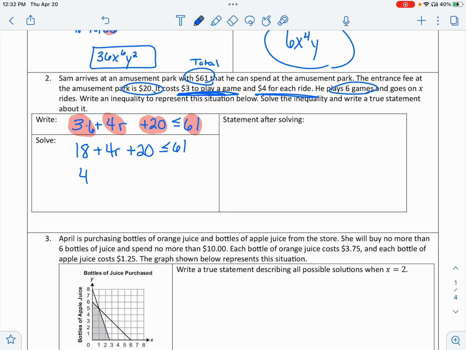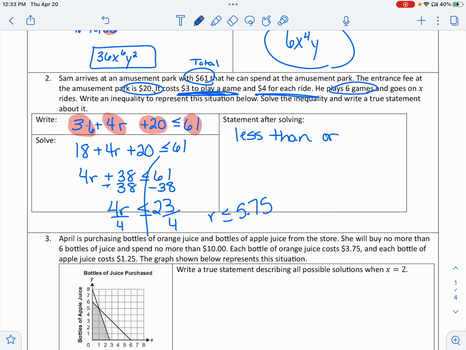I'm going to solve it now. That's 4R plus 38 is less than or equal to 61. That's 4R. I'm moving kind of fast. I apologize if it's too fast. I just want to make sure the video is nice and short to keep your attention. 61 take away 38. I have a calculator here. I don't want to screw anything up. It's 23. So that's 4R is less than or equal to 23 and divide by 4. R is less than or equal to 5.75. So he has to ride less than or equal to 5.75 rides. Well, that doesn't really make sense, right? So let's just go down to 5 rides. And that's going to be our answer for this problem.